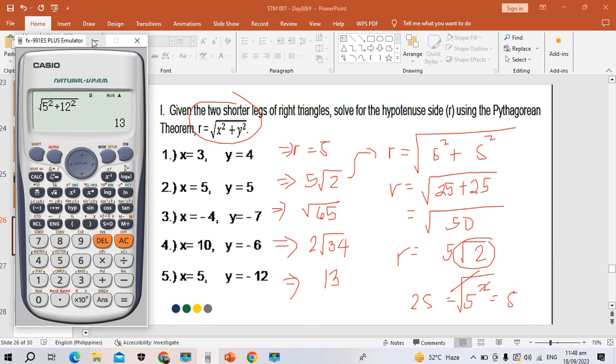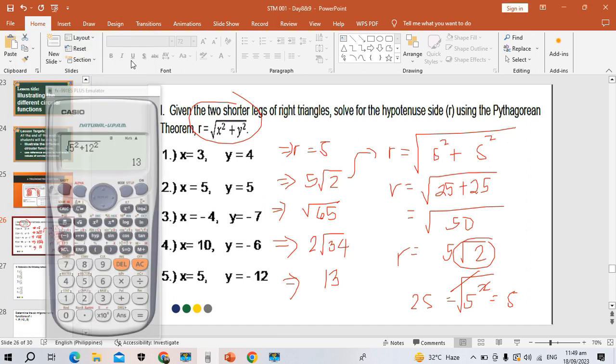Susundan nyo po ba? Yes, nafo-follow po, sir. Dapat pag face-to-face, lapitan nyo ako kapag nahirapan kayong gumamit ng calculator nyo, ha? Kung may problema kayo, lalo na sa mga hindi advanced yung calculator nila, magpaturo kayo sa akin kapag face-to-face, kasi mag-quiz na naman kayo after ng face-to-face class natin. Next.